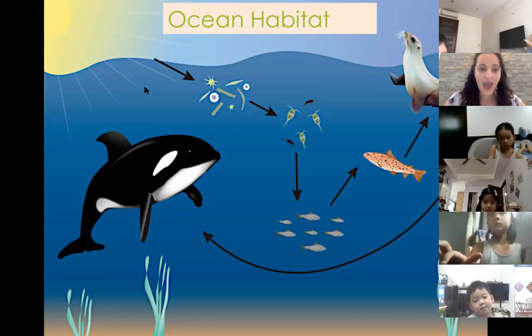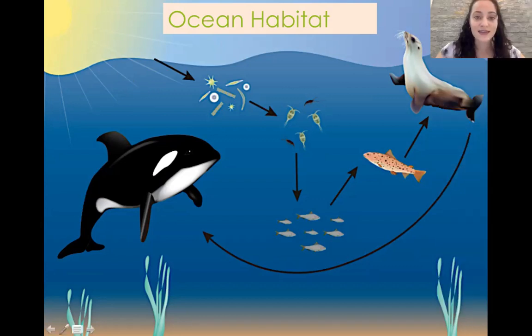Yes. So 3 things. Choose a habitat, write it at the top, and then draw a food chain from the sun to the plants to the animals. Okay, I'll see you on Monday, so you have all weekend to draw.